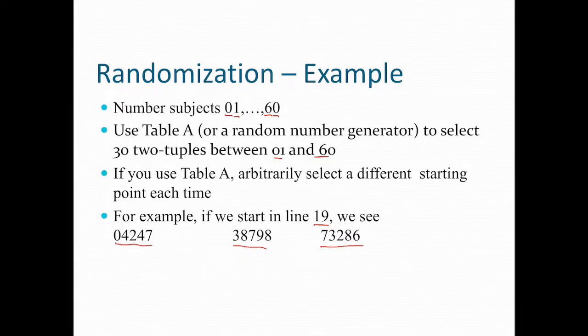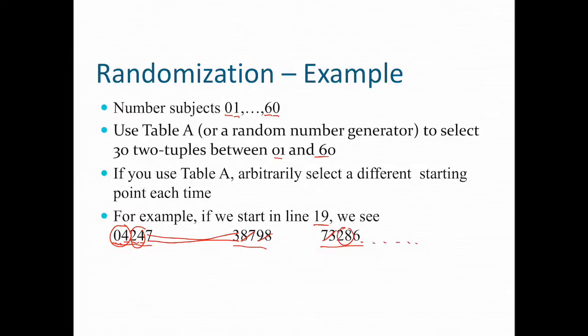So the first one we're going to look at is 04. Well, 04 falls between 1 and 60, so that's going to be in it. 24 is our next 2, that's going to be in it, and 73 is not, so that's not included. 87 is not, 98 is not, 73 is not, 28 is, and then we would keep going all the way through.